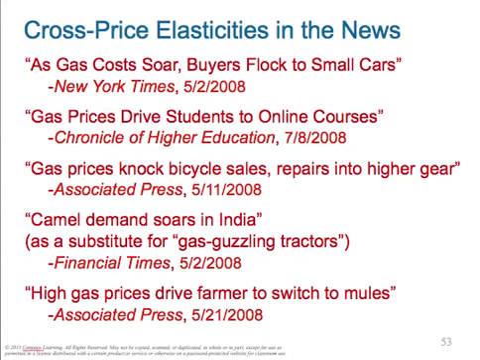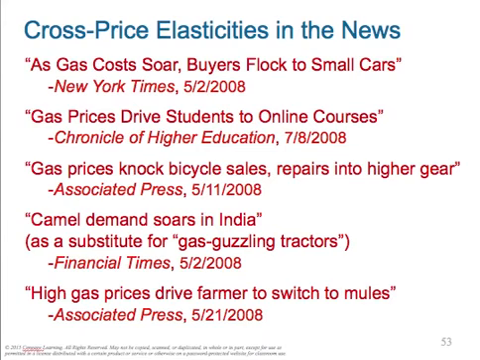Some examples of headlines in the news of cross-price elasticities, just to let you know this is a very real thing. As gas costs soar, buyers flock to smaller cars. Gas prices drive students to online courses. Gas prices knock bicycle sales and repairs into higher gear. So gas prices are high. People are substituting bikes for cars. They're substituting online courses from home for driving to the school, and they're buying smaller cars.